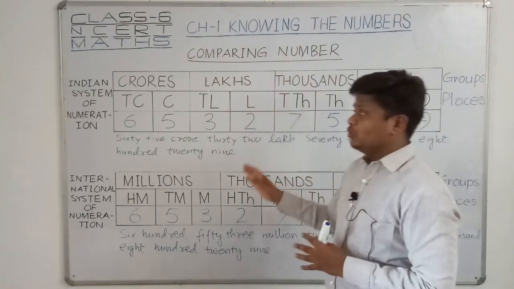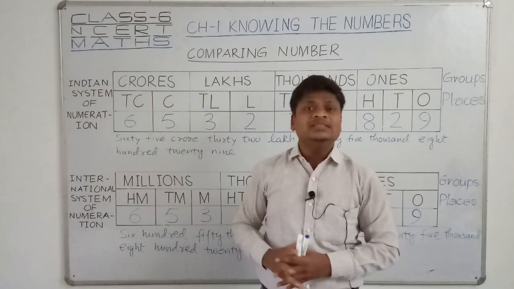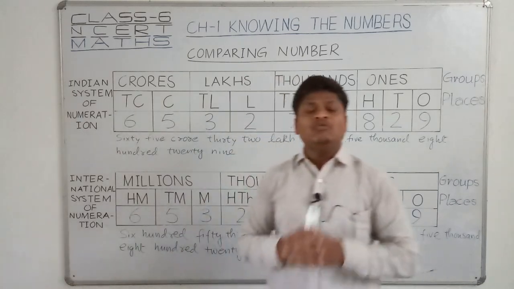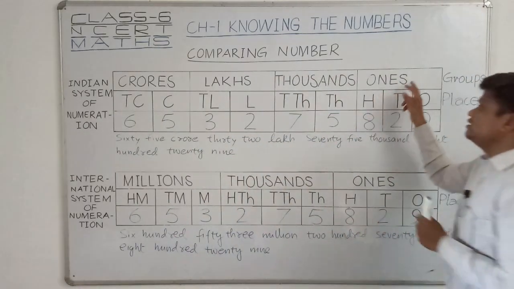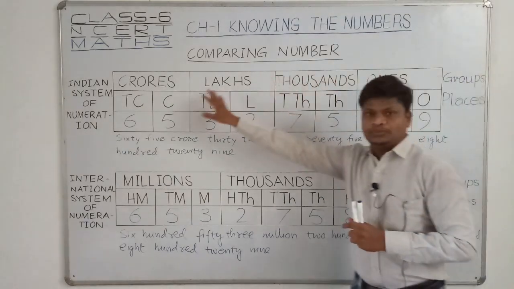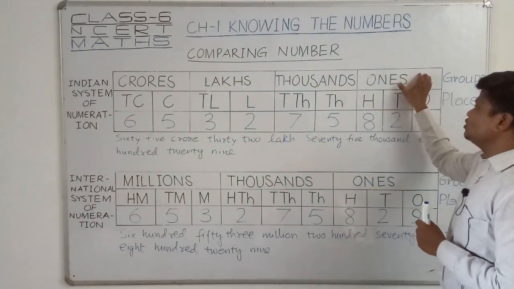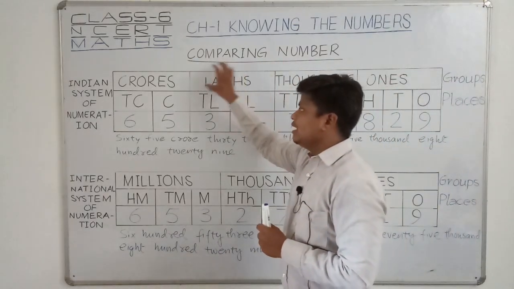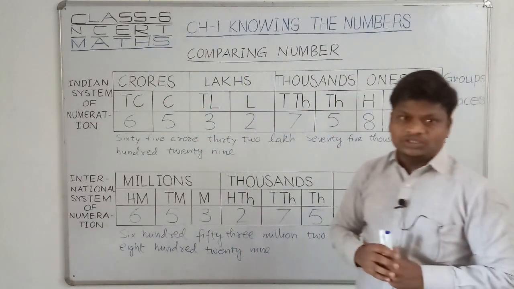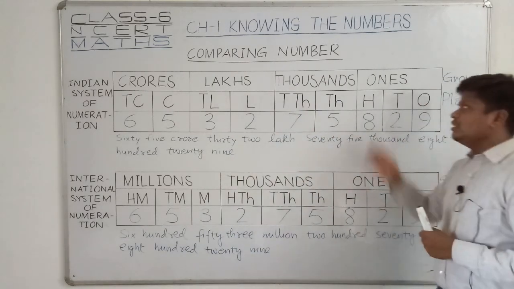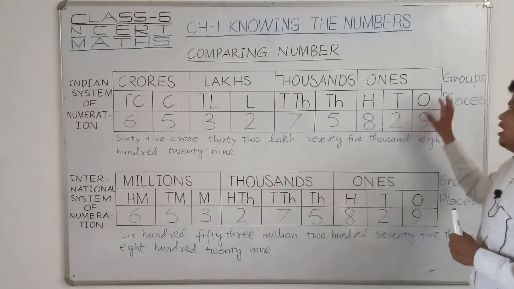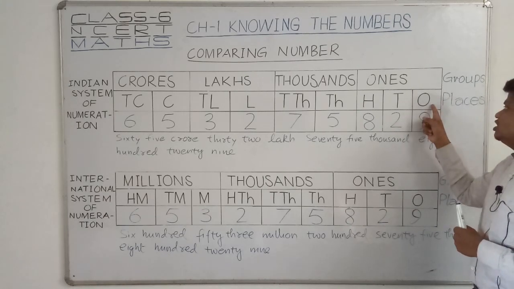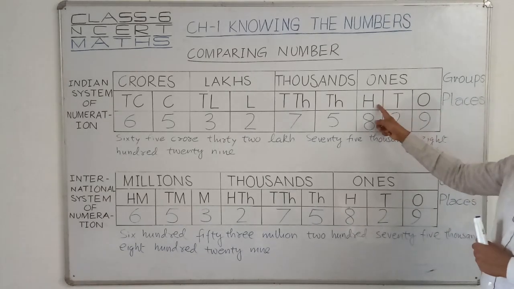To understand this Indian system of numeration, first of all we have to understand what the groups are. As you can see, there are 4 groups, right? The first group is the ones group, the second group is the thousands group, the third group is lakhs, and the fourth is crores. So in the Indian system of numeration, there are 4 groups, and in the first group we can see there are 3 places: the ones place, tens place, and hundreds place.